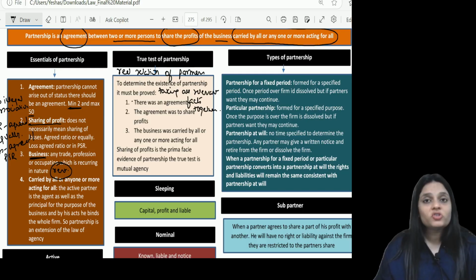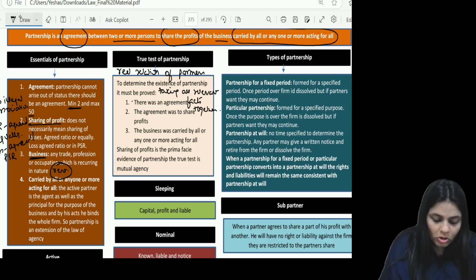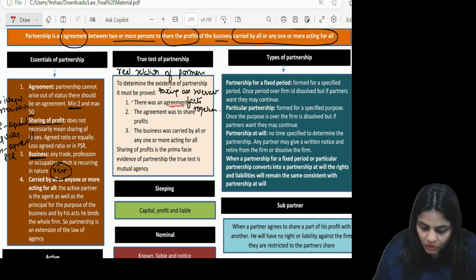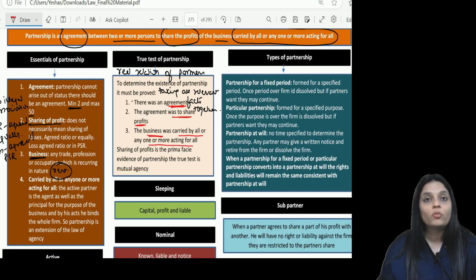So, to check whether there is a partnership or not, what all should be present? First, there should be an agreement. That agreement must be to share profits. Profits will come from the business, and the business will be carried on by all or any one or more acting for all. When all of these are present, we can say there is partnership.